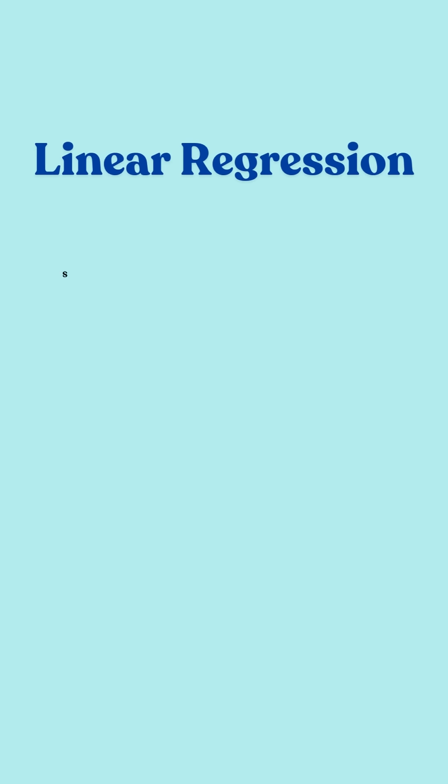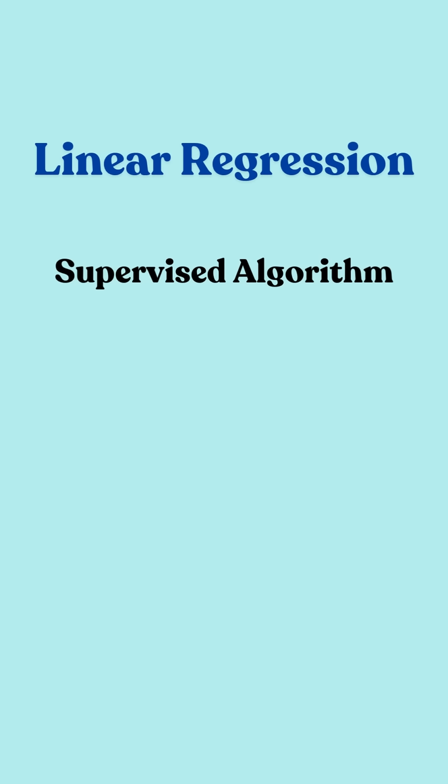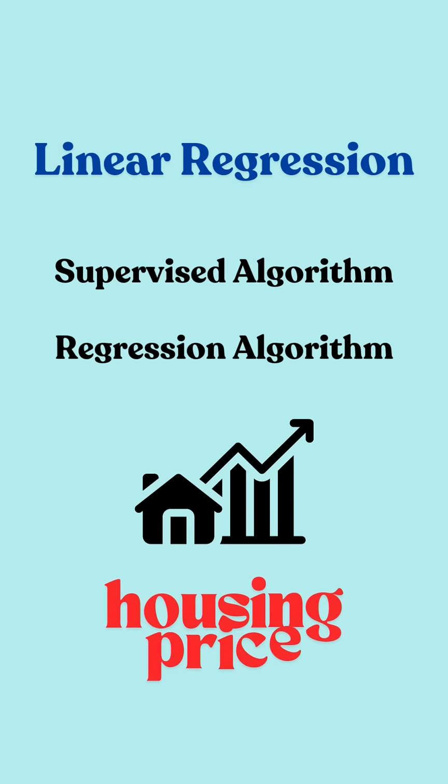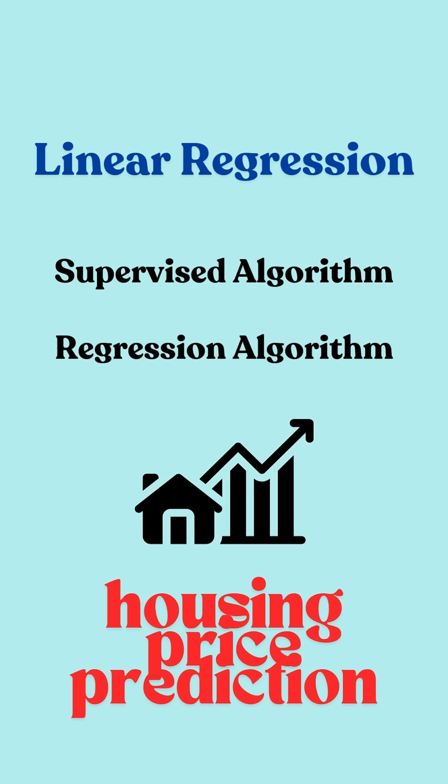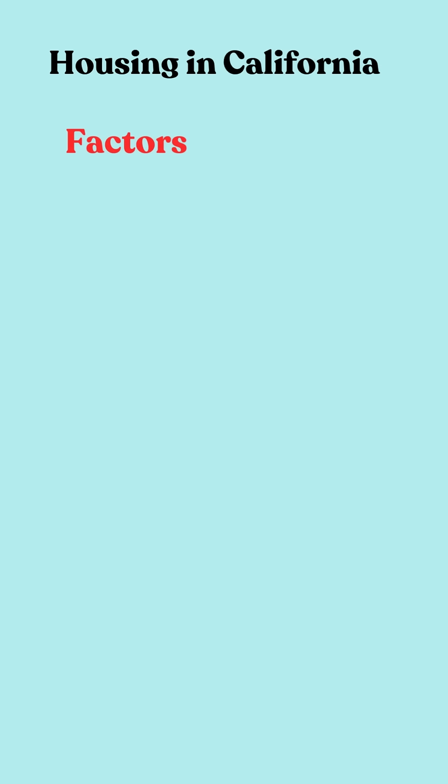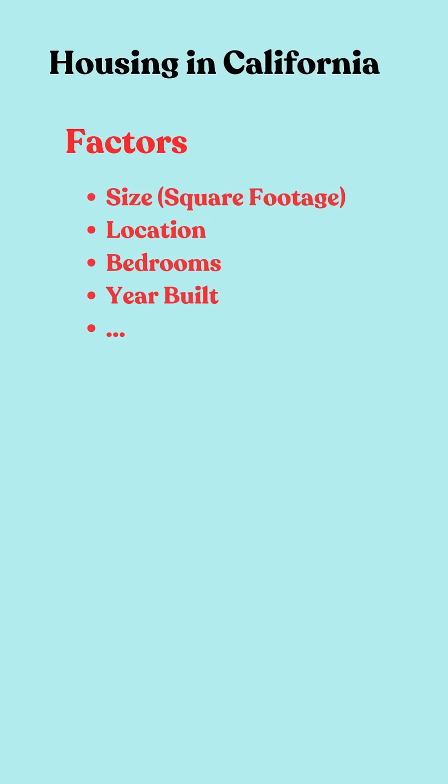This one's another powerful supervised machine learning tool, linear regression, and in today's video, we're going to use linear regression to predict housing prices. Let's dive in. In reality, many factors influence a house's price, like location, number of bedrooms, the age of the property. But to keep things simple, we'll focus on just one key factor, which is square footage.